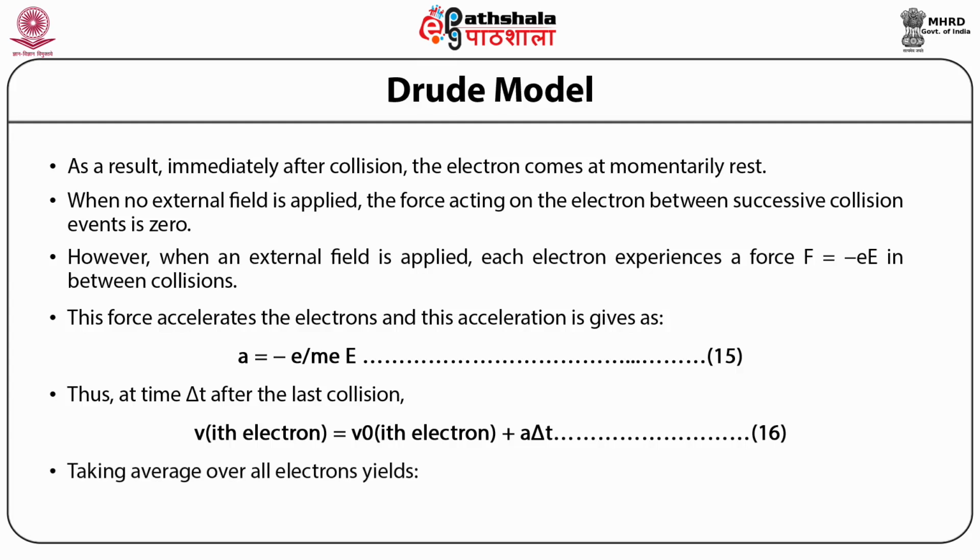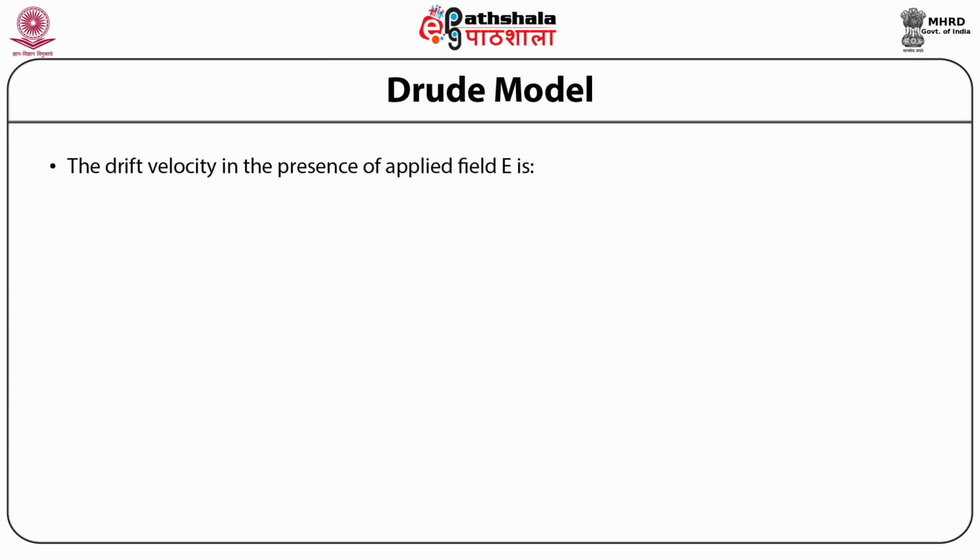Taking the average over all electrons yields the net average velocity, equal to the primary average velocity of electrons plus a into delta t. This is equal to 0 plus a into tau. This is represented as equation 17. The drift velocity in the presence of applied field E is Vd equal to a into tau. This is equal to minus e into tau by me, multiplied by capital E, that is the EMF.